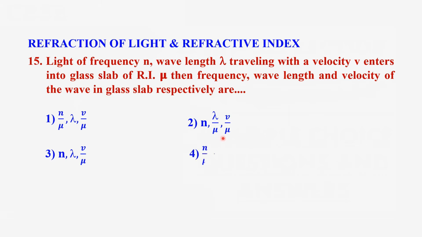So here, in the glass slab, the frequency, wavelength and velocity of the wave are n, lambda by mu and v by mu. So the second option is correct. Next, we will go to the next question.